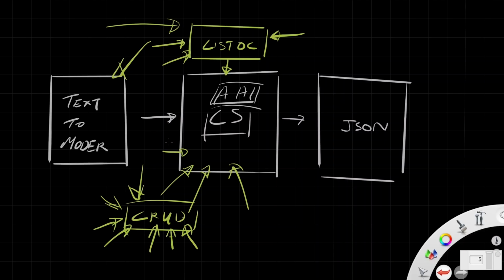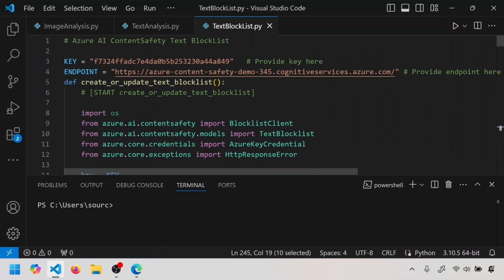And of course, we will try to do a moderation after we update our block list and make sure that the block list is correctly used by the model, to create the final output. So that's what we are going to do now. This is our block list example in the content safety. We are using the same key and the same service endpoint we have seen.